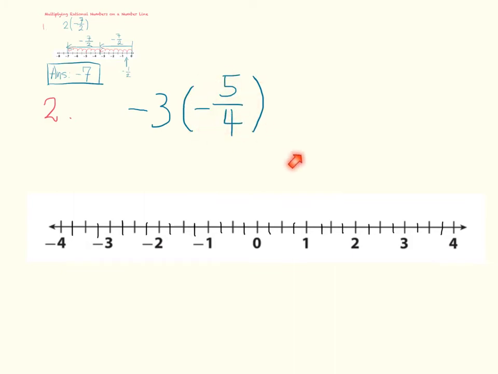So 4 is the denominator, and then if you look at the number line, between 0 and negative 1 is already divided into 4 parts. So we just need to count 5 ticks in order to find negative 5/4. Okay, so from 0, 1, 2, 3, 4, 5. So this part here is negative 5/4.